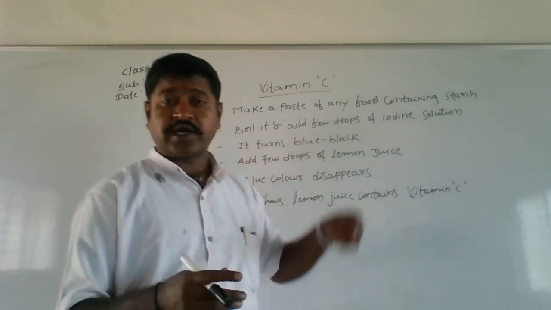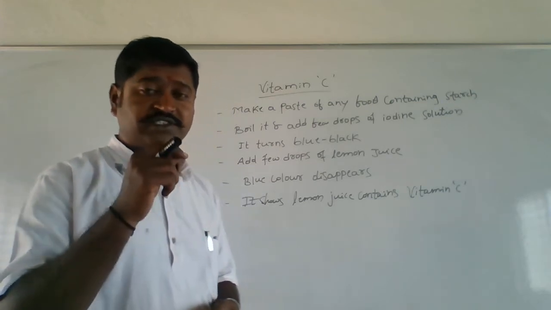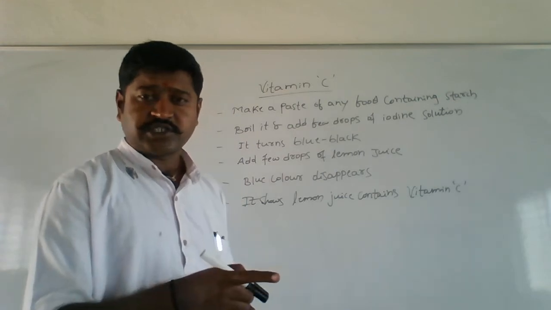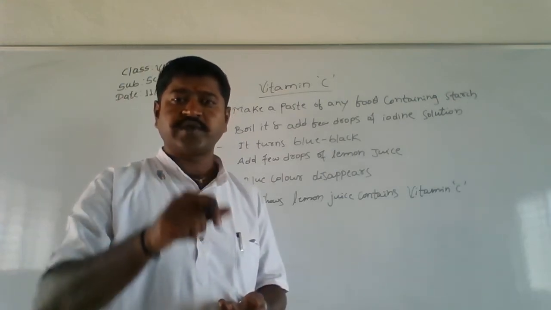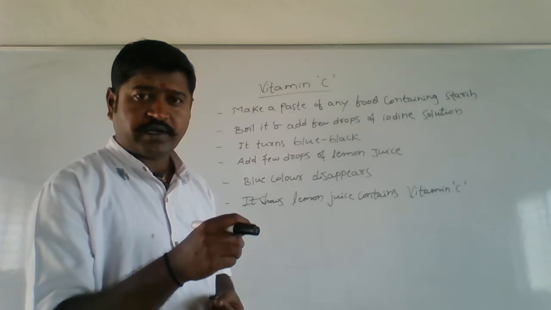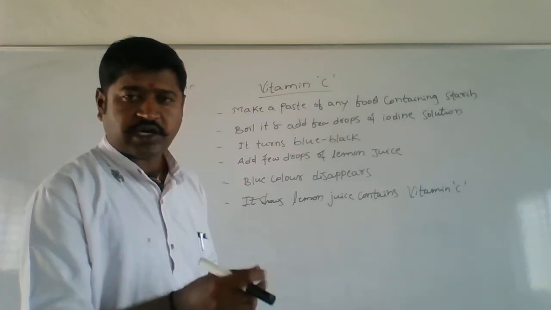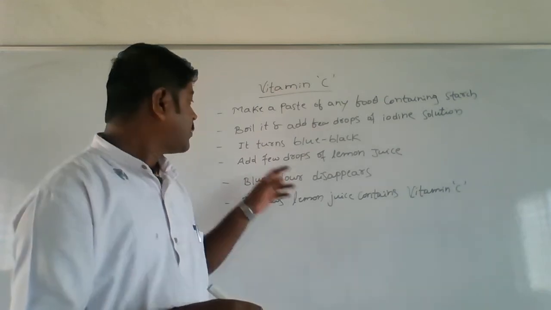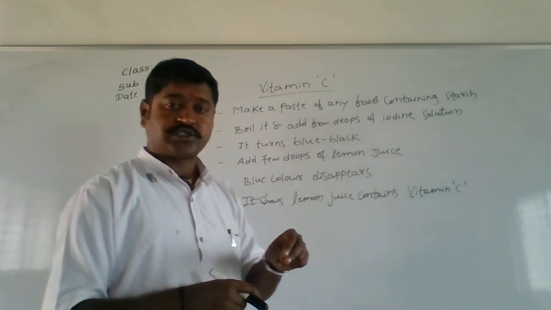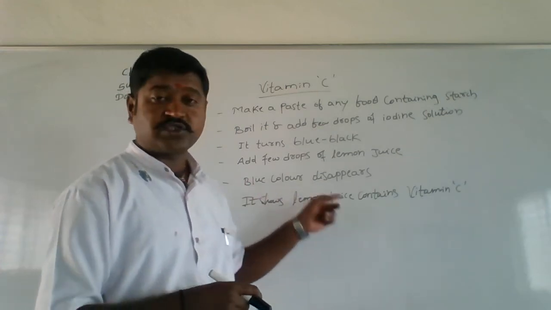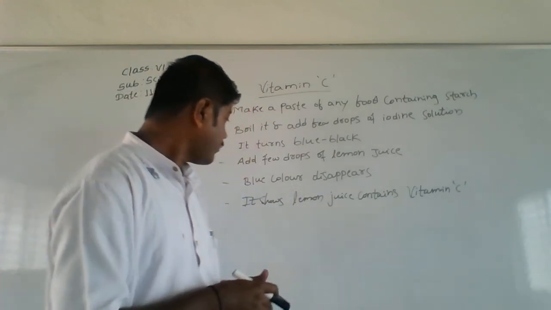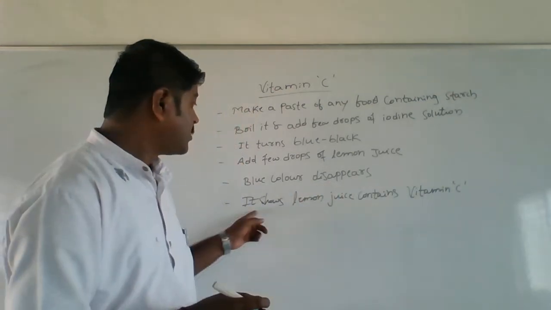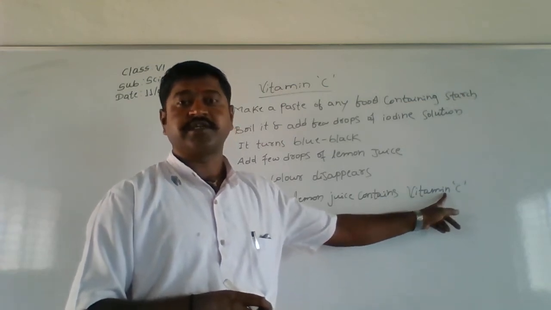After boiling, we have to add a few drops of iodine solution. Once the iodine solution is added, it turns into a blue-black color. Once it turns blue-black, we have to squeeze the lemon, and a few drops of that lemon have to be added into this blue-black color. After adding those few drops of lemon juice, that blue color is going to disappear. Once that blue color disappears, it shows that the lemon juice has vitamin C in it.